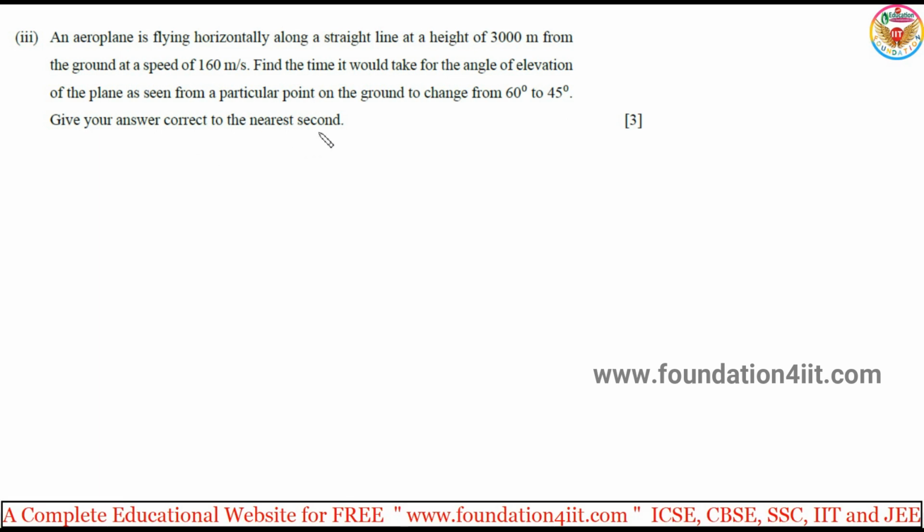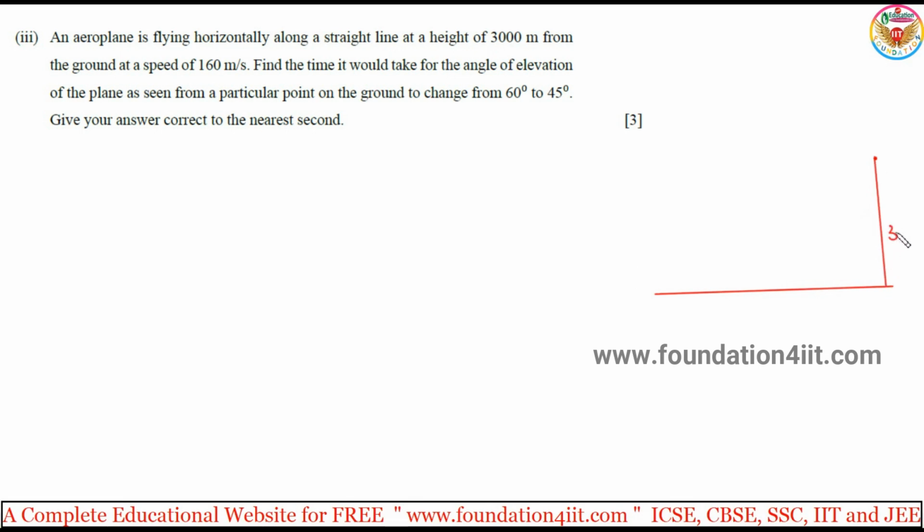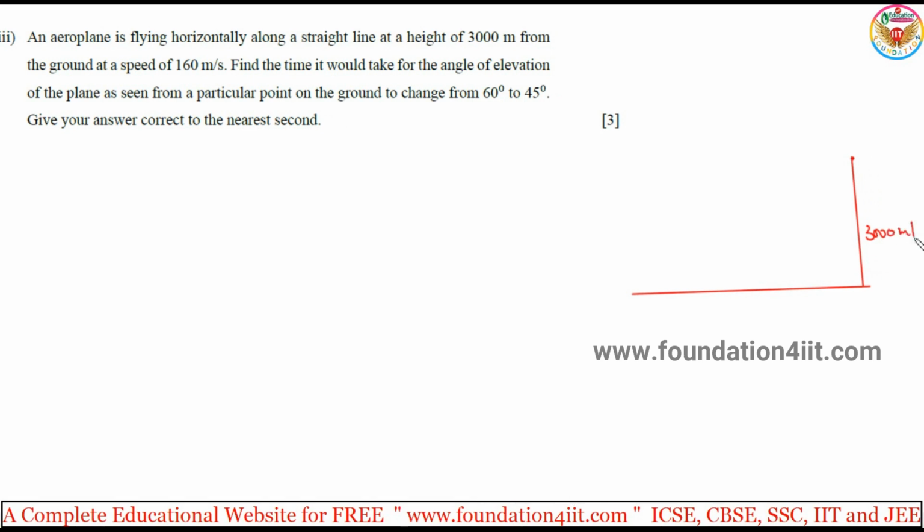From applications of trigonometry. An aeroplane is flying horizontally along a straight line at a height of 300 meters. Diagram, if you draw clearly, then the problem will be easy. Let us take this. This is the horizontal line. The point is here, 300 meters from the ground. Let this height be 3000 meters. This is 3000 meters. And at a speed of 160 meters per second.